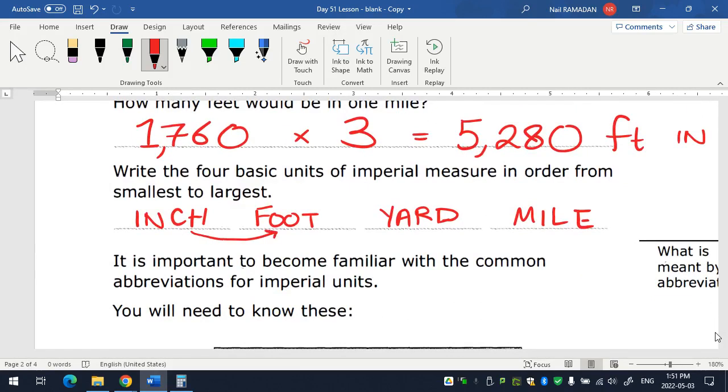How many inches in 1 foot? 12. So you multiply inches by 12, you get feet. All right. How many feet in a yard? 3. How many yards in 1 mile? It's already on the page. 1,760. You got it. Done.